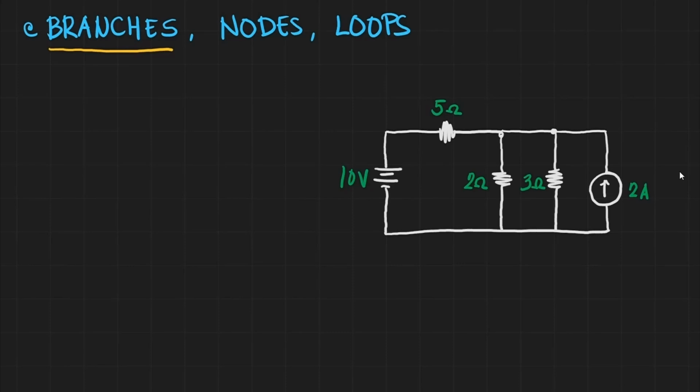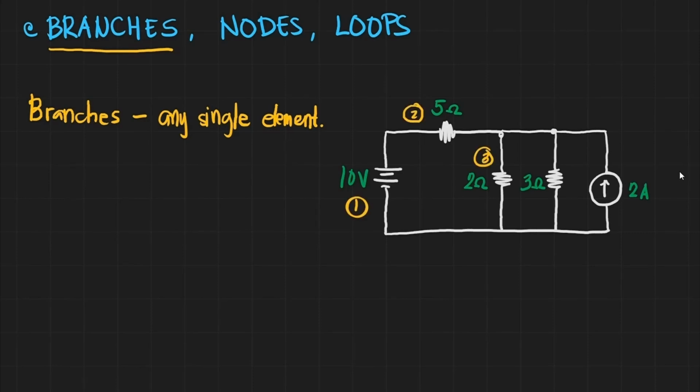We are to determine how many branches, or which part of this network is called a branch. Basically, a branch is any single element component of the network. In this case, we have the 10 volts as one component, the 5 ohm, the 2 ohm, the 3 ohm, the 4 ohm, as well as the 2 amperes. For this particular network, we have 5 branches.